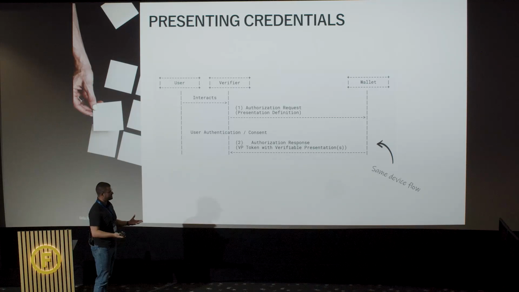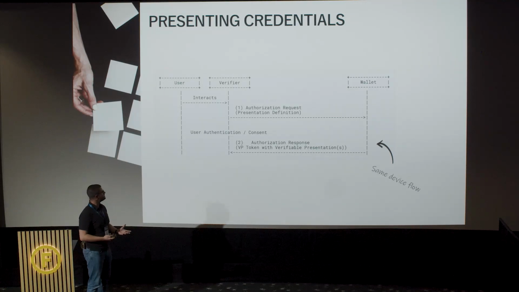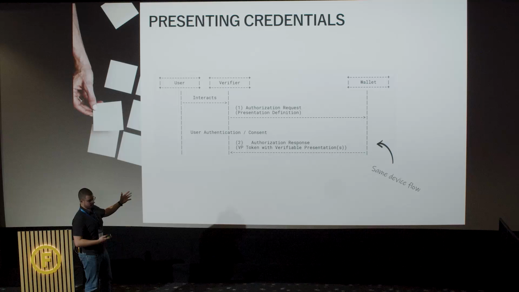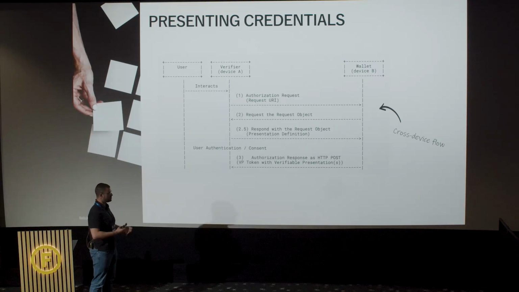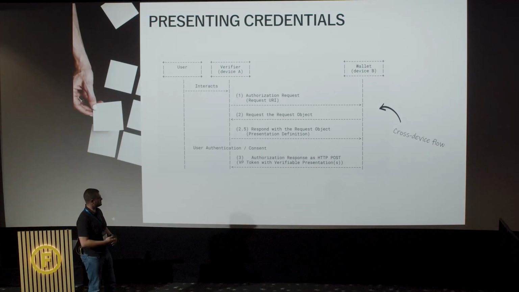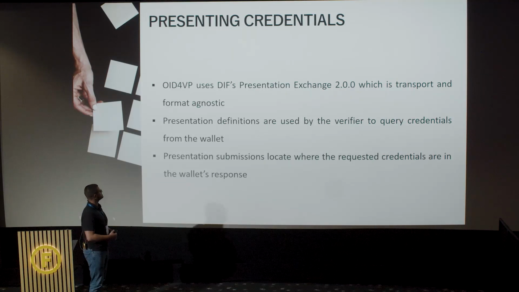So here we have a same-device flow, and we have also a cross-device flow. The same-device flow is going to be more for machine to machine, and the cross-device flow is going to be for human to machine, where you're going to be able to scan a QR code with your smartphone wallet and start the exchange.